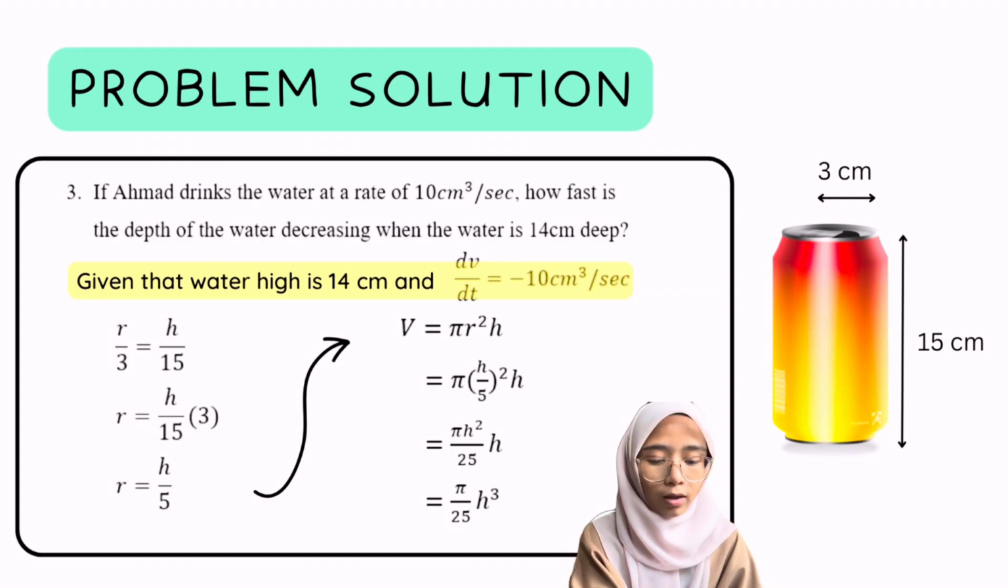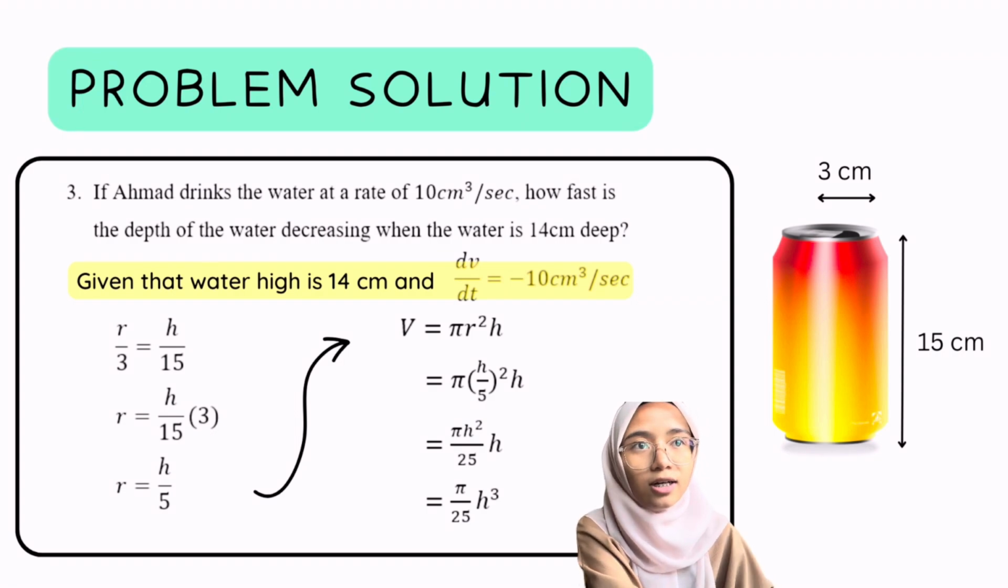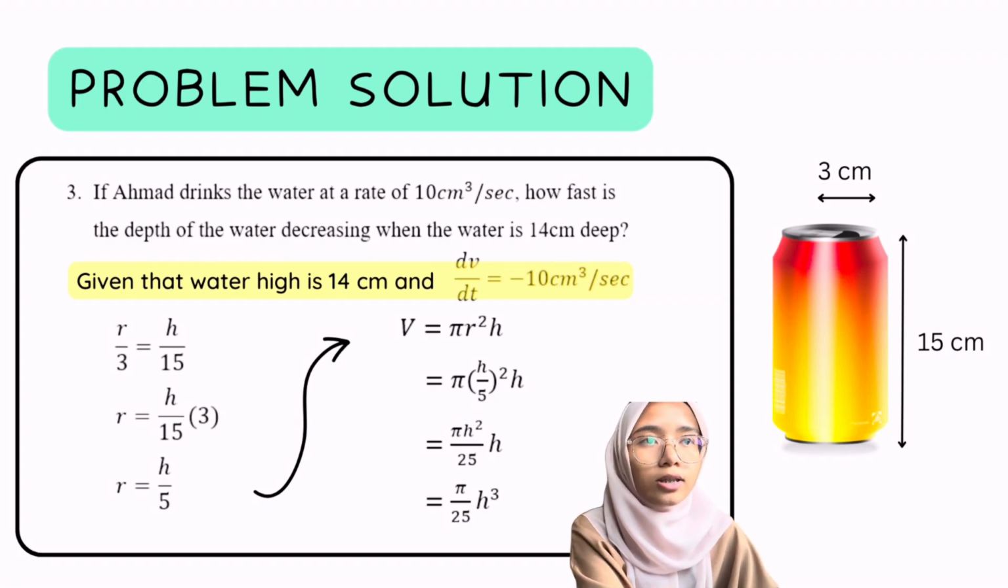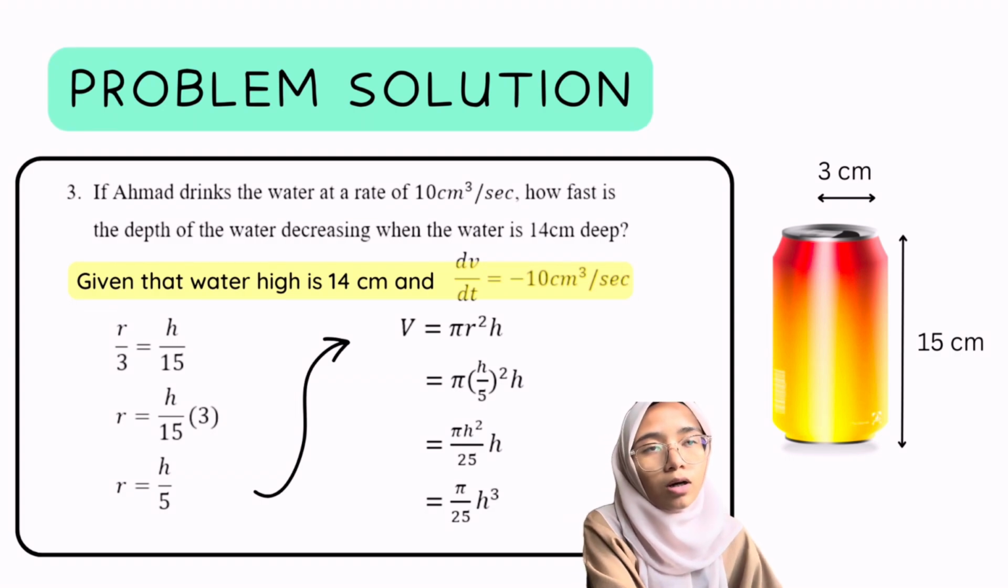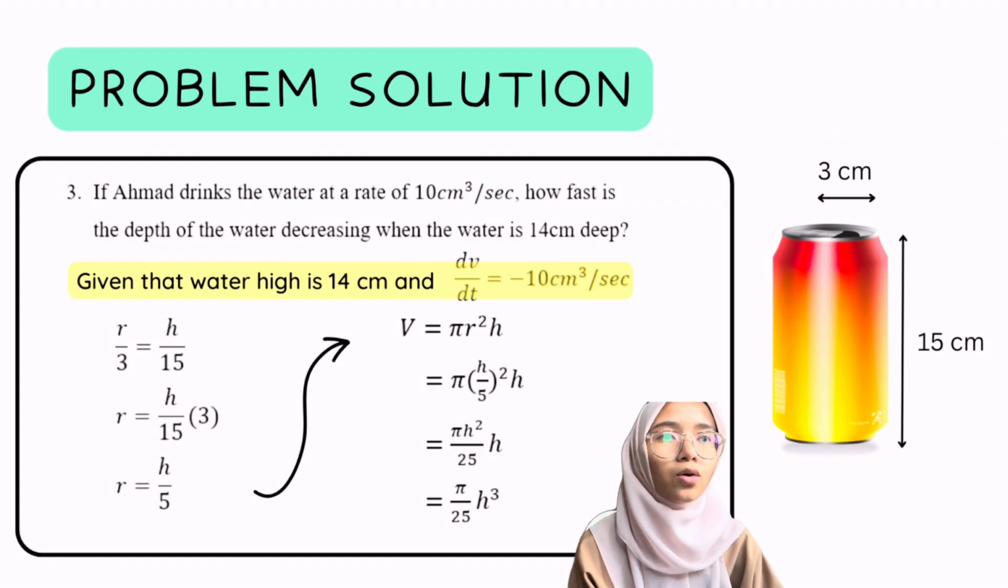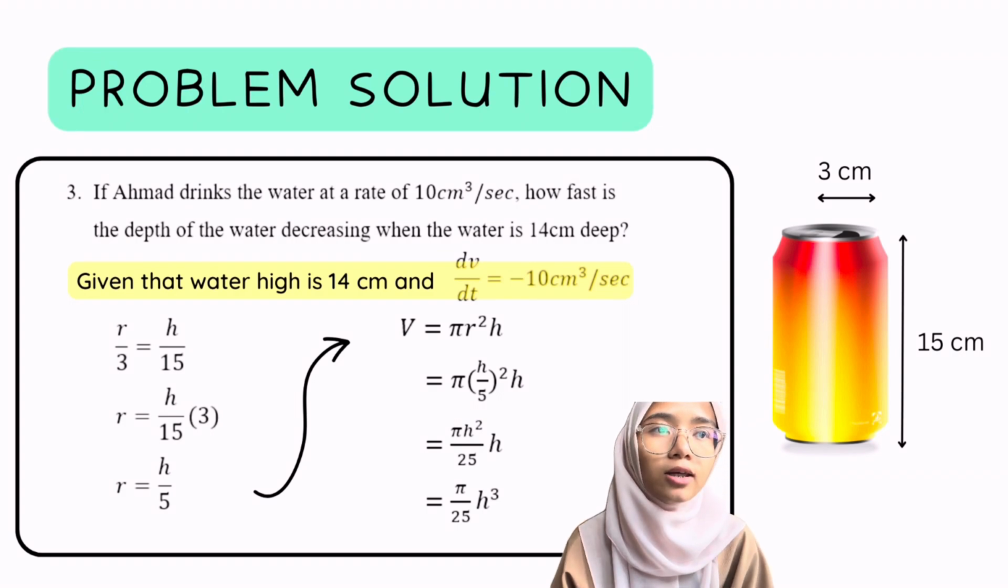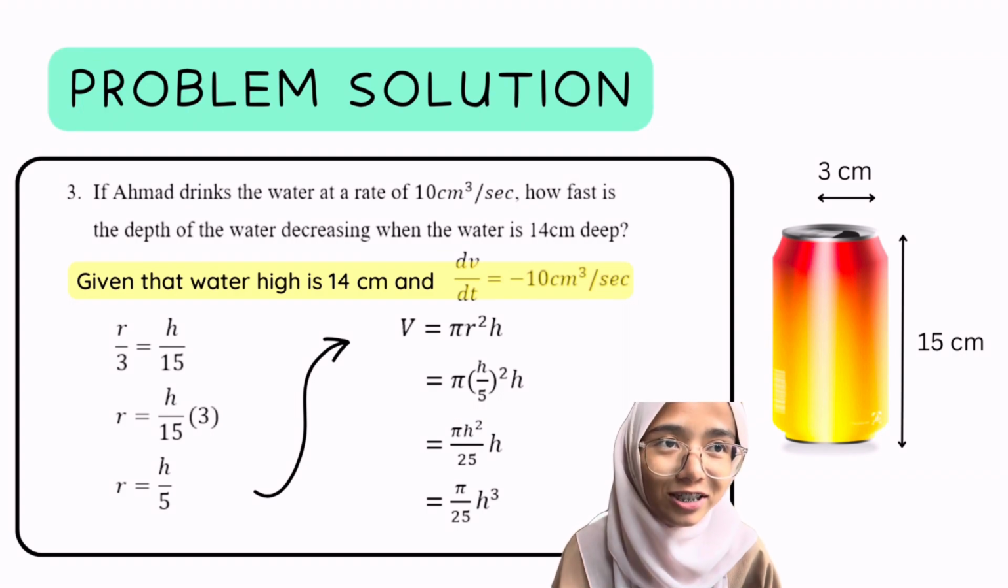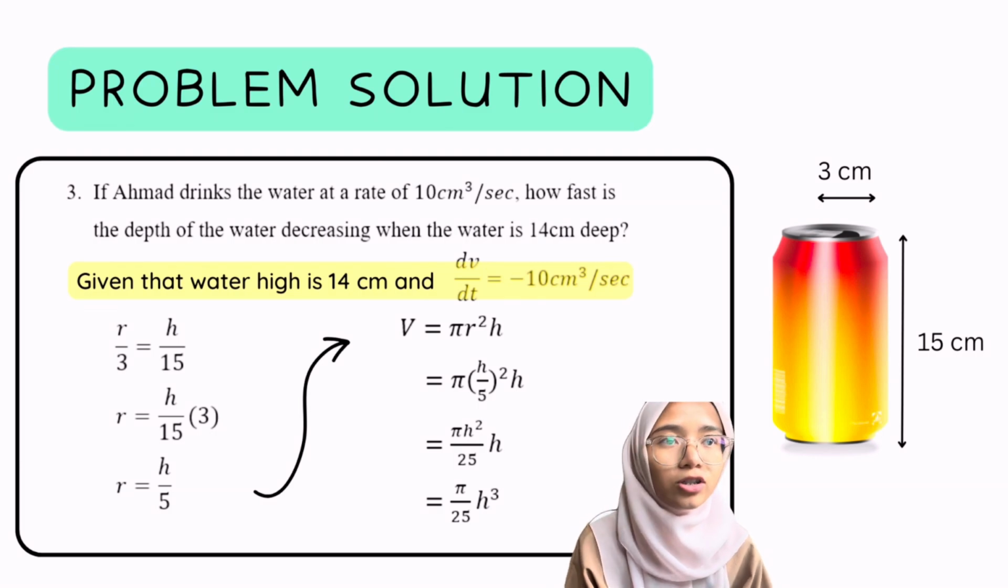From r, we can insert the value of r inside the formula of volume, which is volume equal to pi r squared multiplied by height h. So we insert the value of r in terms of h. From the question, the answer is volume equal to pi over 25 multiplied by h cubed.